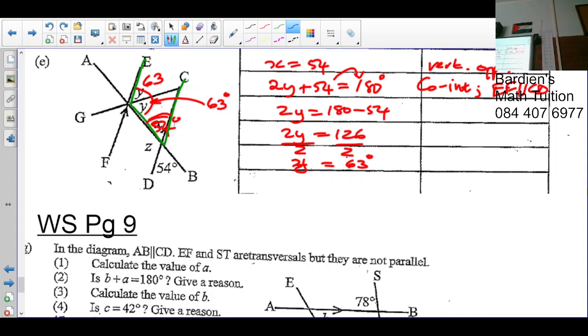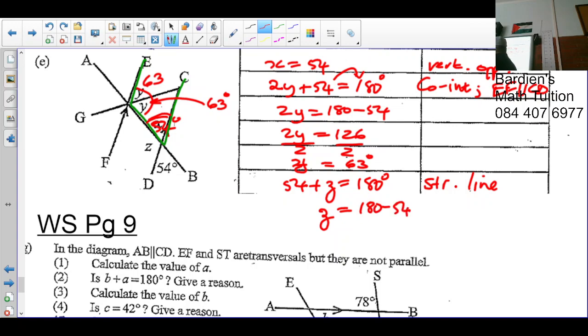Again, I'm just illustrating there is more than one way of doing this. Okay? So say 54 degrees plus z is equal to 180, so angles on a straight line. So z is equal to 180 minus 54, which is 126. Okay?